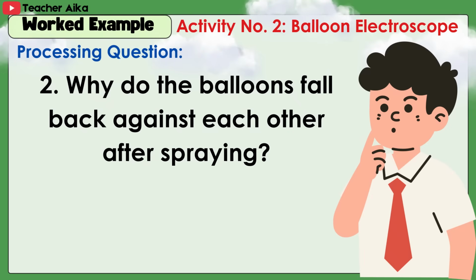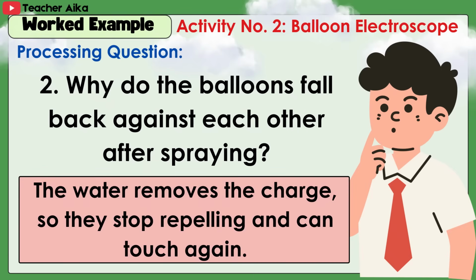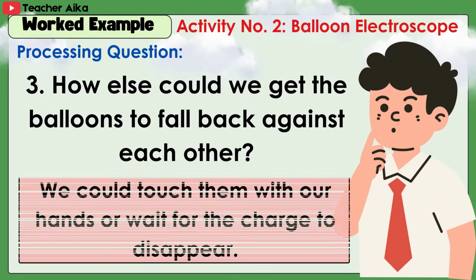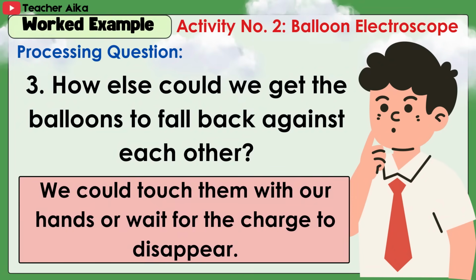2. Why do the balloons fall back against each other after spraying? Answer: the water removes the charge, so they stop repelling and can touch again. 3. How else could we get the balloons to fall back against each other? Answer: we could touch them with our hands or wait for the charge to disappear.